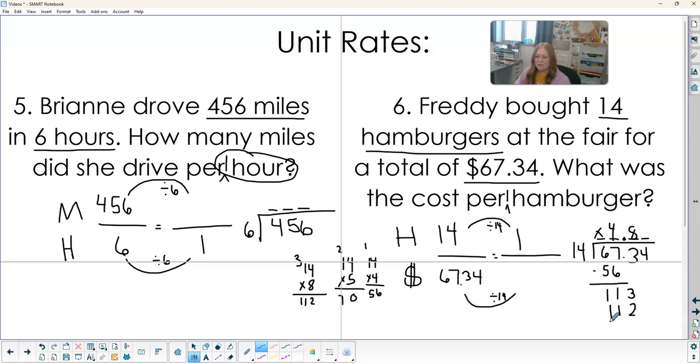And that was 112. 1 left over. Bring down the 4. 14 goes into 14 1 time. So every hamburger was $4.81. When I buy 14 of them, I get $67.34. Make sure you did that one as well.